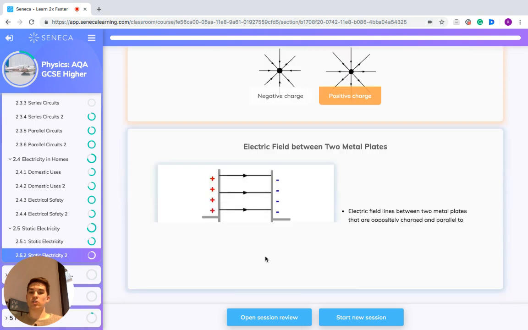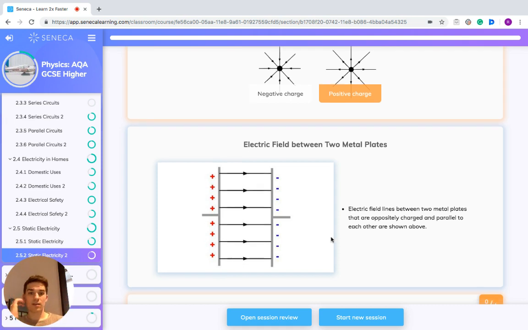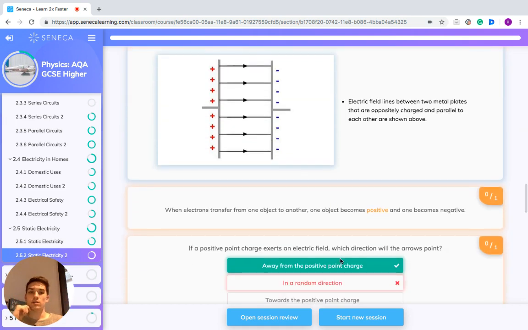Now, the electric field lines between two metal plates that are oppositely charged and parallel to each other can be shown just by two horizontal metal plates, and they'll have arrows that go from the positive to the negative. And that is the direction of movement.